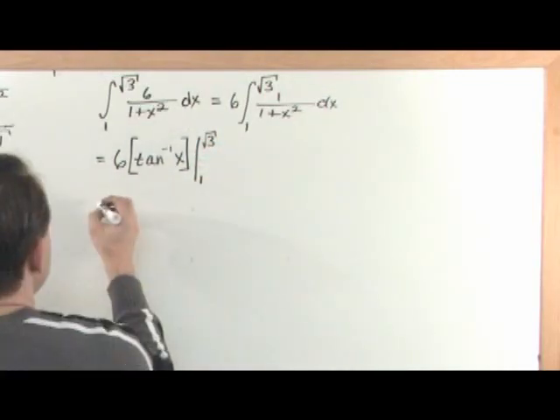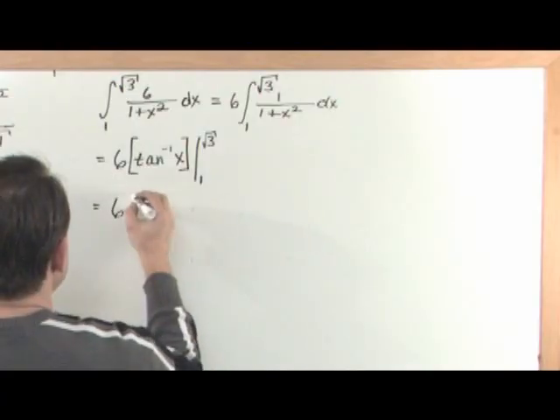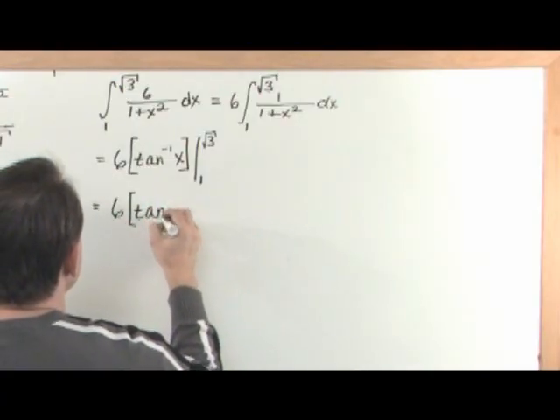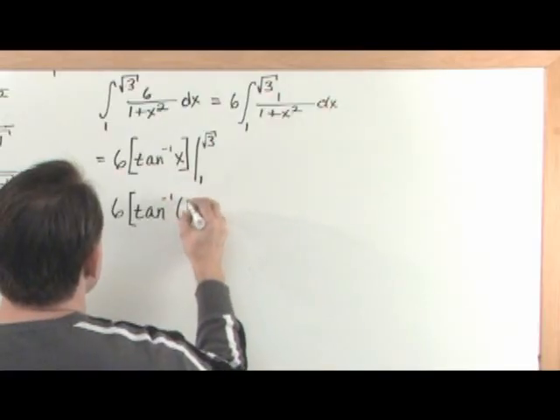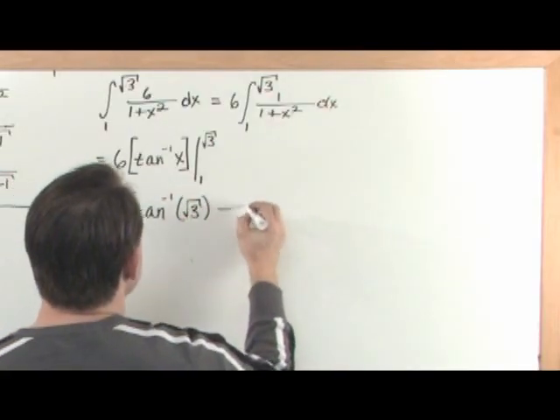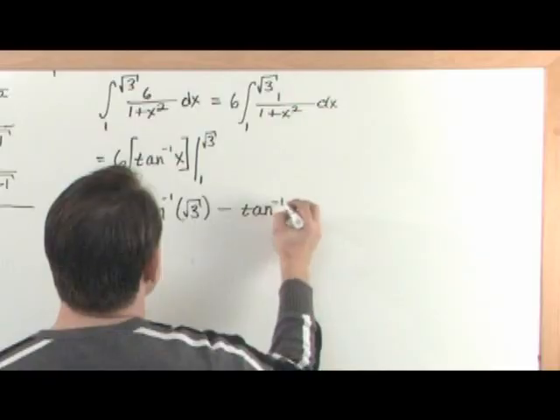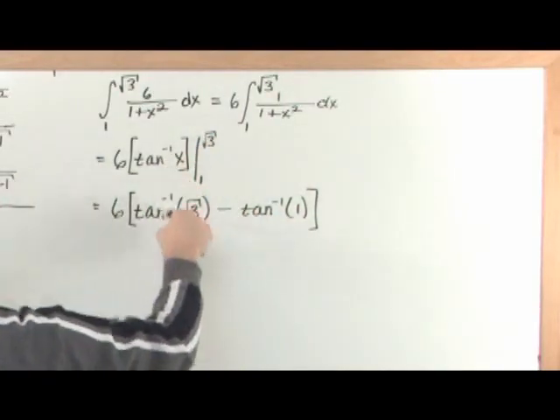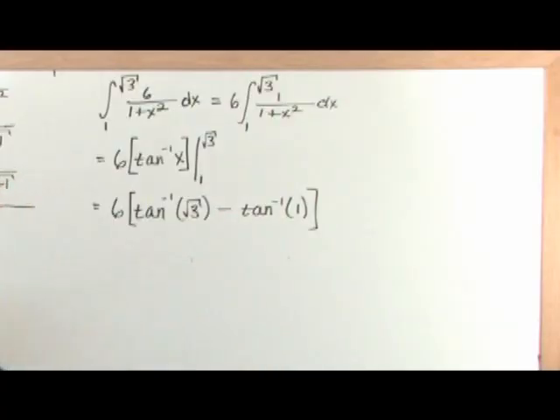So if you're going to continue to evaluate this, you'll have your 6, okay, and then inside the brackets you'll have inverse tangent function of square root of 3 minus inverse tangent function of 1. That's what we're doing. We're evaluating at the top point of the integral minus the bottom part of the integral. That's from your basic calculus when you do a definite integral like that.